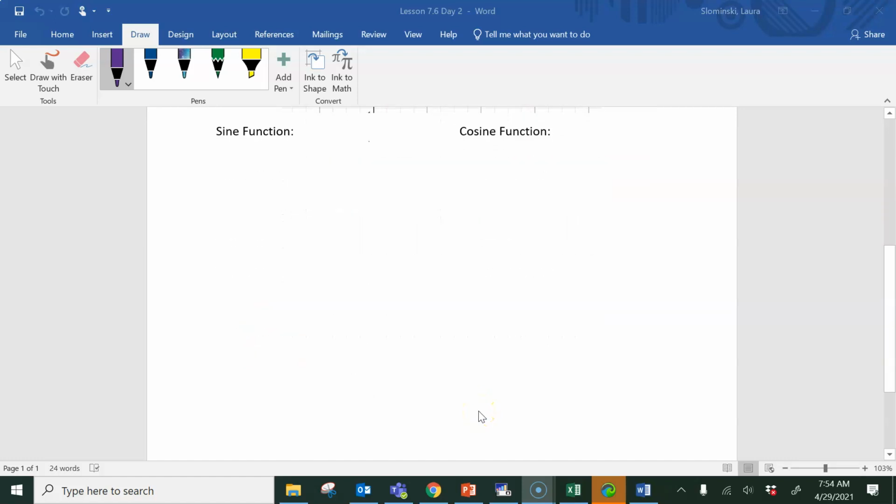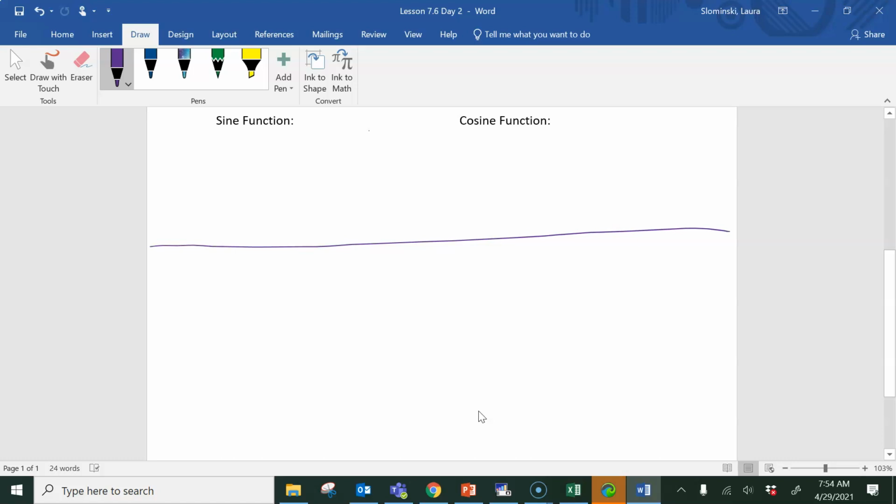Before we do our example, and we're only doing one graph, and we're going to write both the sine and cosine function for it, I want to start by just reviewing some of the key things that you need to remember when you are writing an equation.